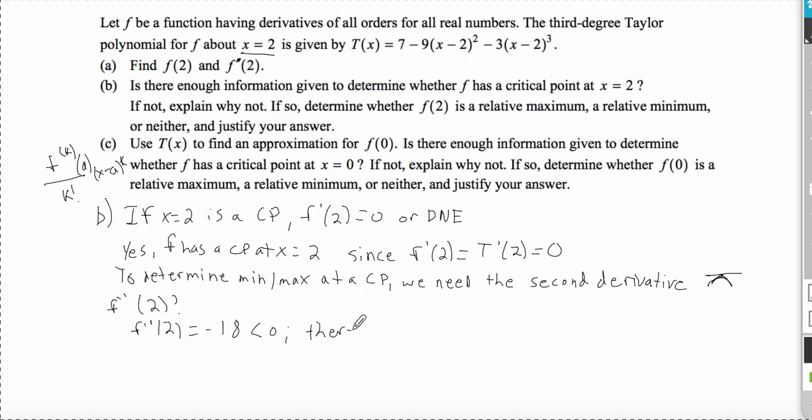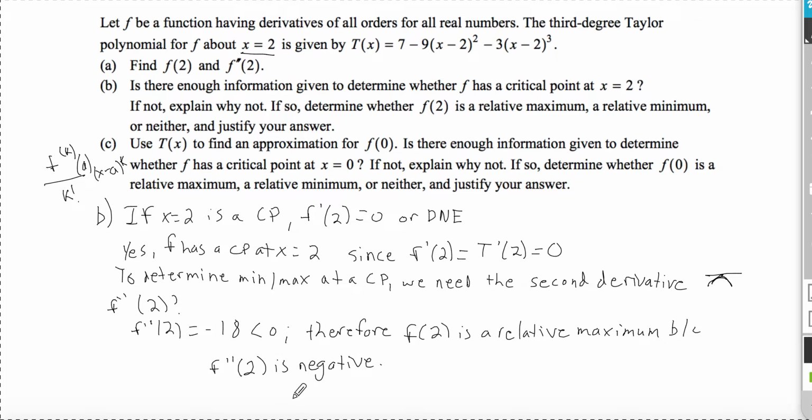I can say, therefore, f of 2 is, see, the second derivative is negative, which means my graph is concave down. That means f of 2 is a relative maximum, because f double prime of 2 is negative. In my head, I remember if f double prime of 2 is negative, that means my graph is concave down, which means my f of 2 has to be a maximum. So since the second derivative is negative, f of 2 is a relative maximum value. All right? Okay, not too bad. Let's move on to the next part then.